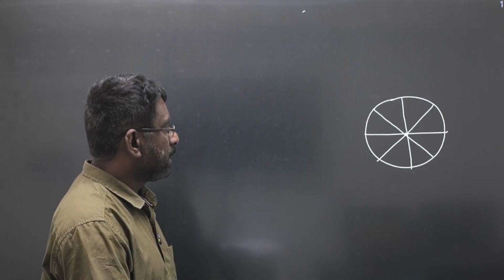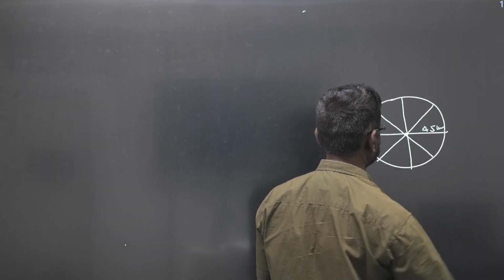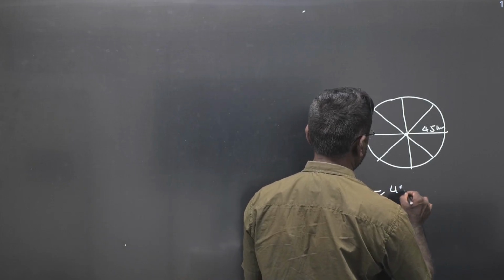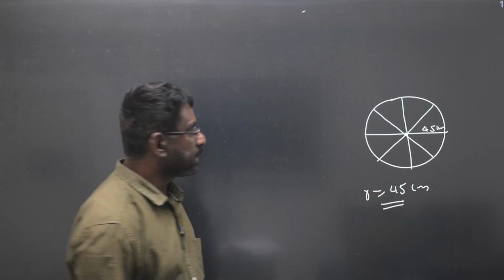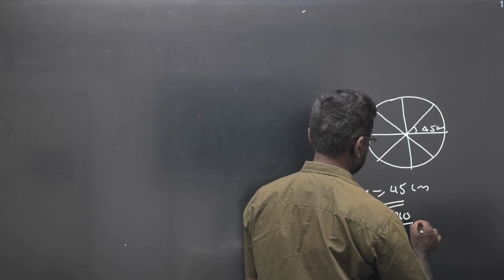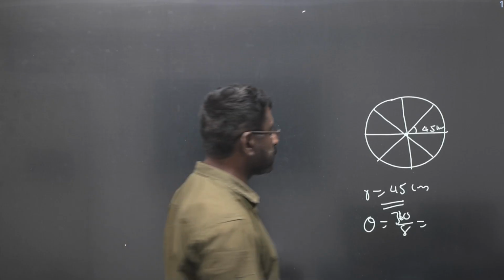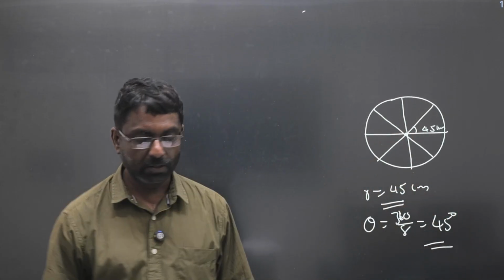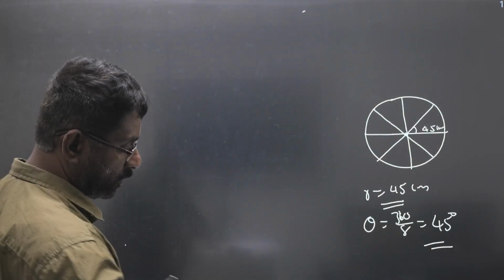Suppose this is the umbrella with 8 ribs. Radius is given, that is R is equal to 45 centimeter. Then what will be theta? Theta is equal to this angle, that is 360 by 8. 360 by 8 is equal to 45 degree.